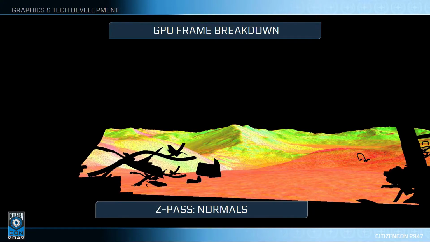So now we're on to actually rendering the scene. We don't actually render color, we render into what we call a G buffer, in what we call the Z pass, which is where we write out material information, like in this case, the normals, which means the direction that the surface is facing. So this is why it looks a bit abstract.